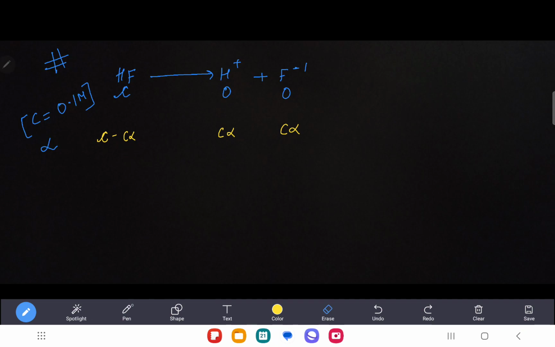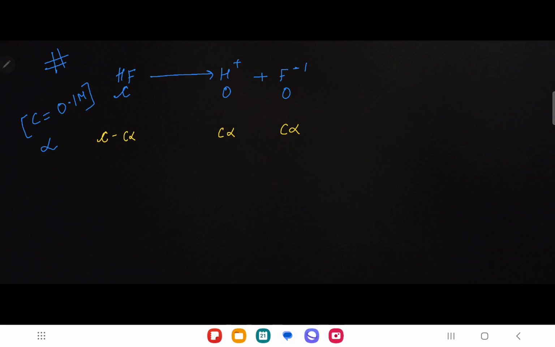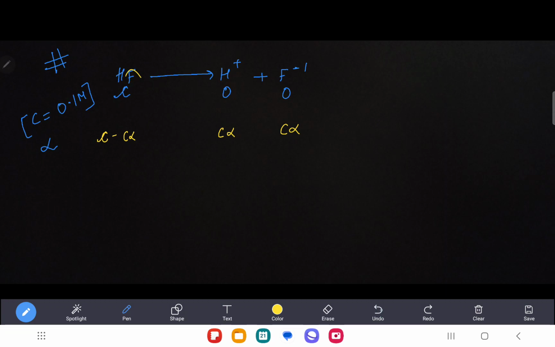Now, because we know this is happening, you also understand why this is a weak acid. If this had been a strong acid, then all the molecules of HF would have broken down. And when all the molecules of HF would have broken down, I would have C moles, that means 0.1 moles of H plus and 0.1 moles of F negative, and 0 moles of HF left. But since it is not fully dissociating, a part of HF is left. So C minus C alpha of HF remains, along with C alpha and C alpha.